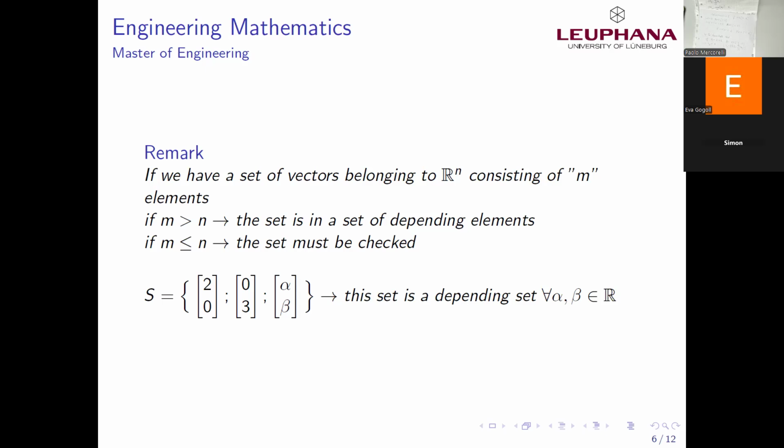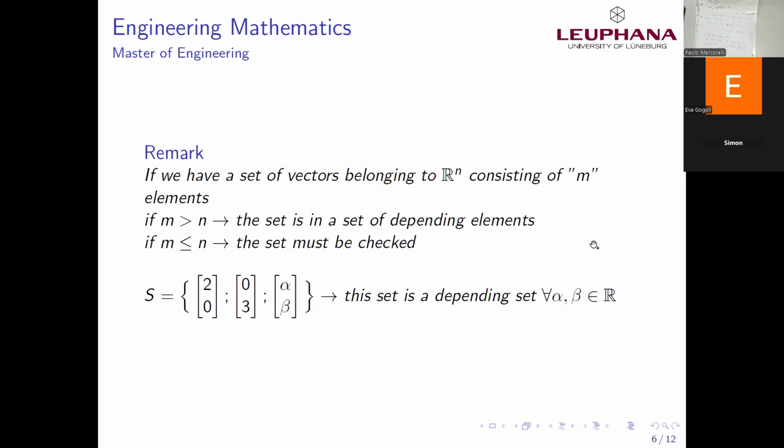Exam exercise. This is a remark. Before doing the exercise, let me do this remark. Look at this set here: (2, 0), (0, 3), (alpha, beta). We can see it's written here that this set is dependent, because we have a vector which consists of 2 parameters, alpha and beta.